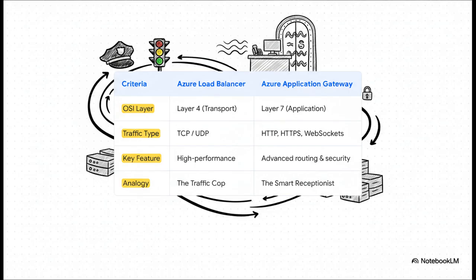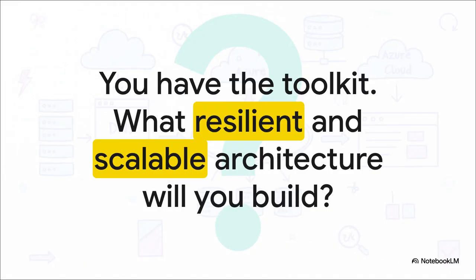But if you're dealing with web traffic, HTTP or HTTPS, and you need to make smart decisions based on the URL or add security features, you need the application gateway. That's your smart receptionist. It's as simple as that. So there you have it. By mixing and matching Azure DNS for finding your services, load balancers for high-speed resilience, and application gateways for that application-level intelligence, you can build some truly powerful, secure, and scalable systems. The next time your app goes viral, you'll be ready.